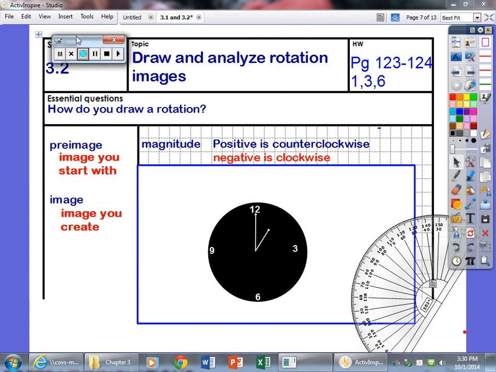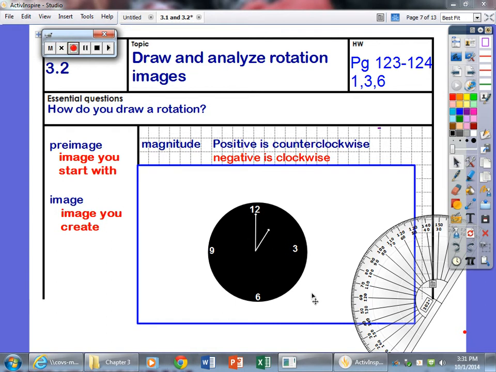Okay, so today we're looking at Chapter 3, Section 2, all about rotation images. After you finish watching the video, turn in your book to pages 123 and 124, and you're going to do problems 1, 3, and 6. First off, I want to remind you that a pre-image is the image that is given to you, the one that you start with, and the image is going to be the one that you create.